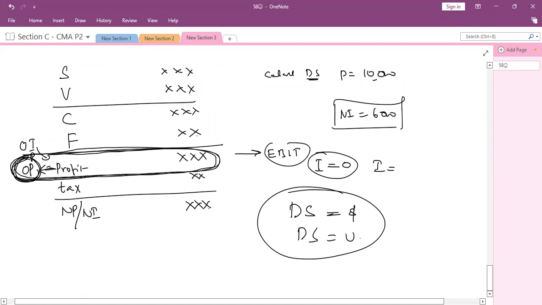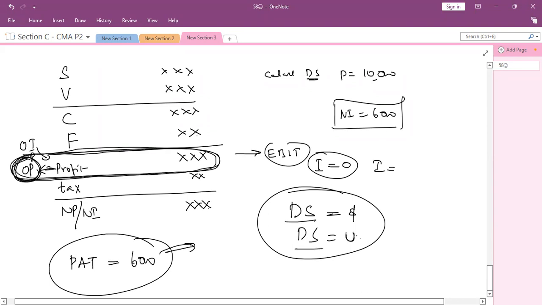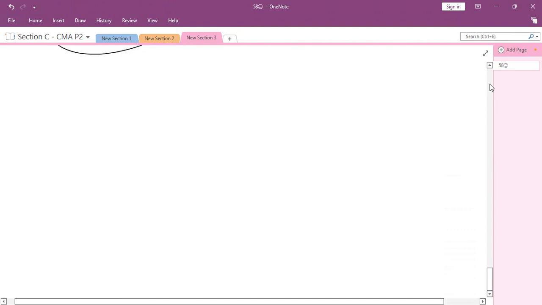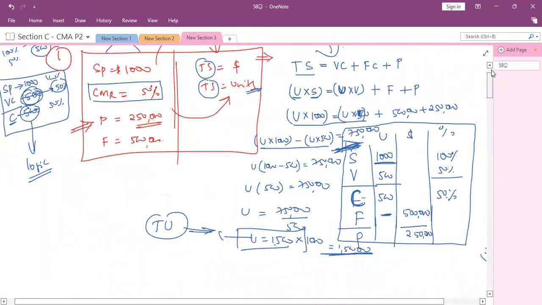That is a problem. If net income, or in the exam they have given profit after tax, is 6,000 and you have been asked to calculate desired sales or desired units, then how do you do the problem? Same as the previous problem I started, I'm giving you.